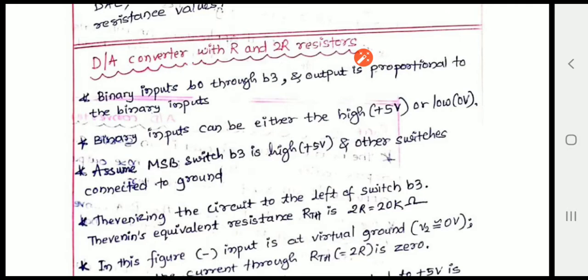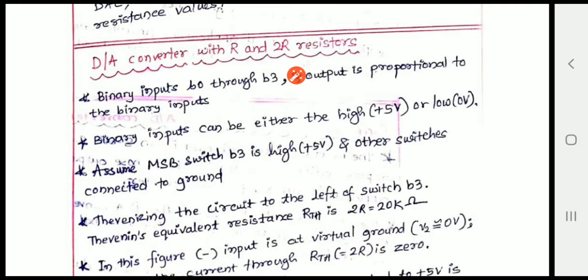weighted DAC we are using different resistors as the input, but here it only allows us to use two different values of resistors. So we call them R and 2R, and these resistors are connected in such a way that they look like a ladder. Hence it is also known as the R-2R ladder circuit of digital to analog converter.